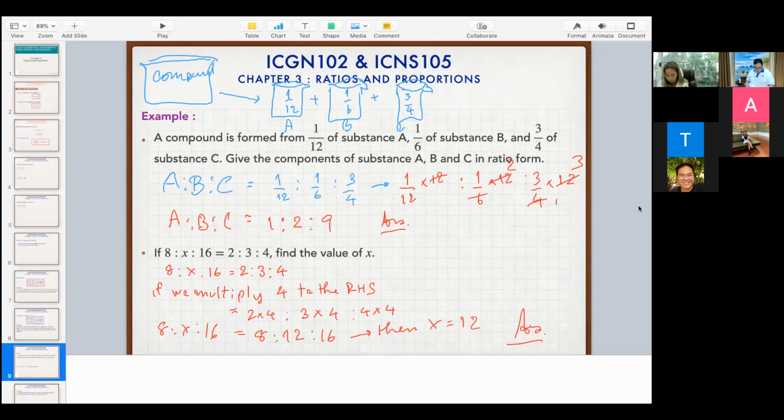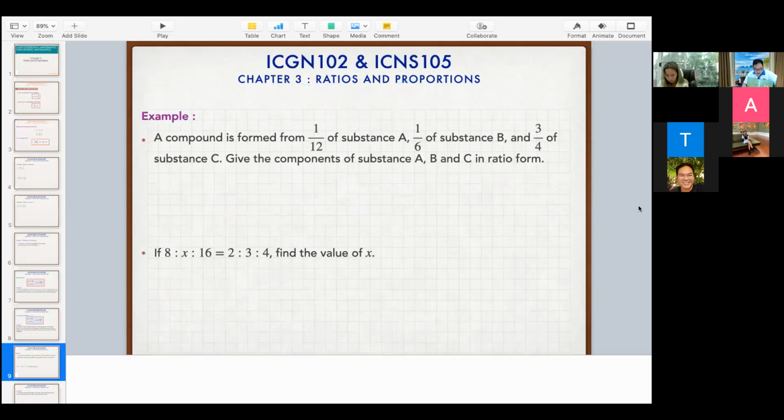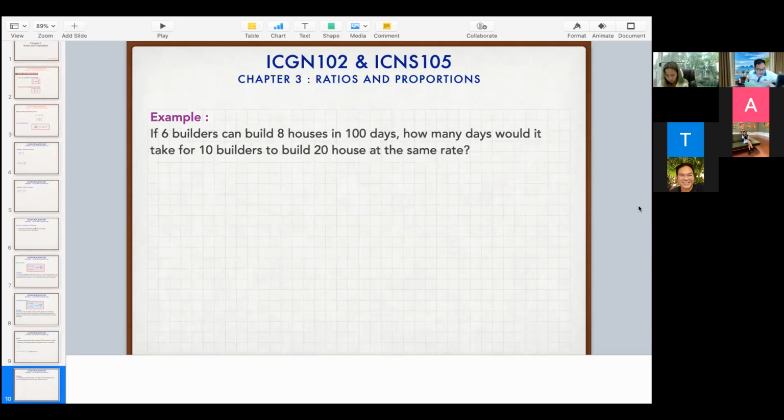Okay. Any questions about this example? If there are no questions, let's move on to the next page. The next slide is your homework. I'll put this homework into Canvas for you. Today we have a couple of homework so that you can practice. This one below is homework number 1.